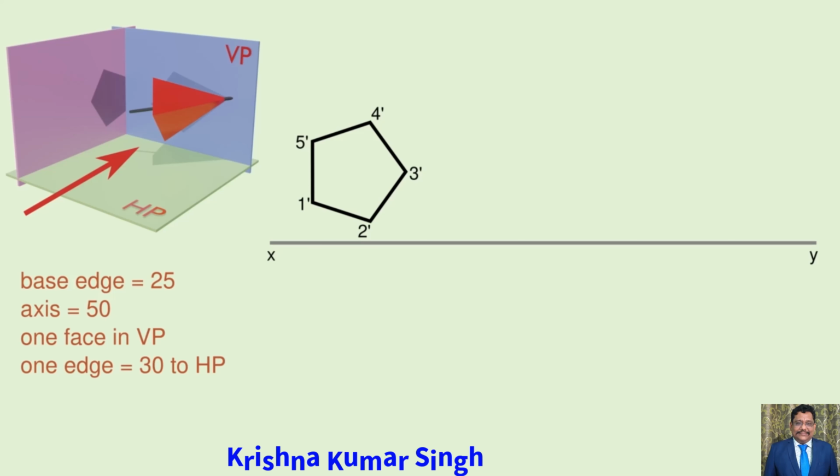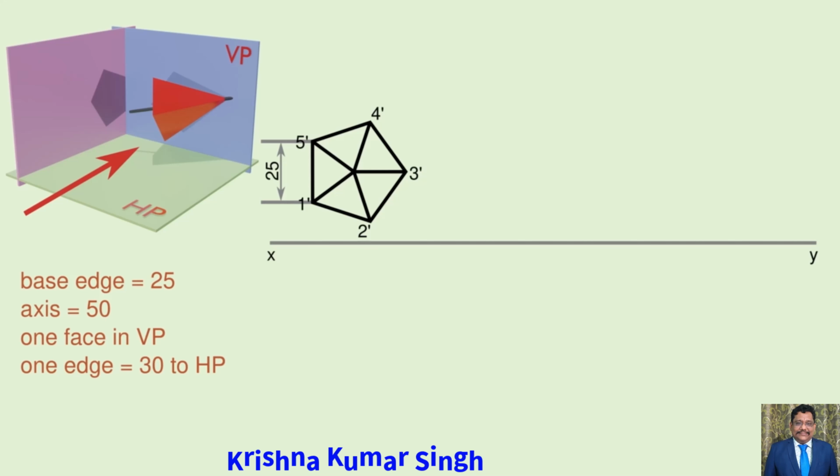Draw the pentagon above XY such that its one edge 1'5' is perpendicular to XY. Now draw the pentagon of side 25 each by using a compass, and the angle between the edges of the pentagon is 108 degrees. With the help of this data, we can project the front view, that is the pentagon. Name the pentagonal face of the pyramid as 1' 2' 3' 4' 5' and mark point O' as its centroid. We know the centroid can be found by the intersection of medians, so we can point its center easily as O'.